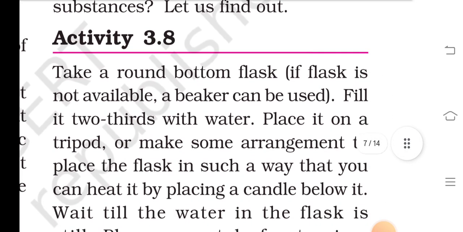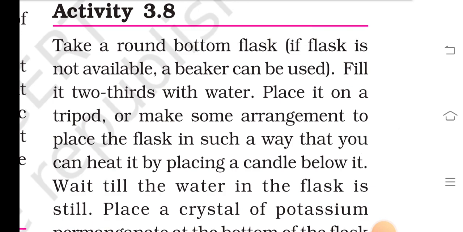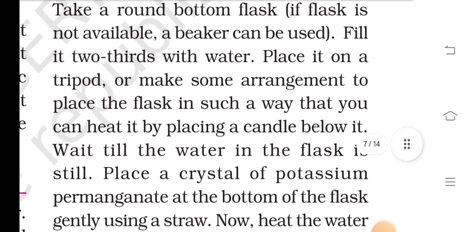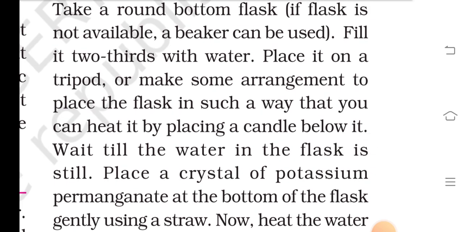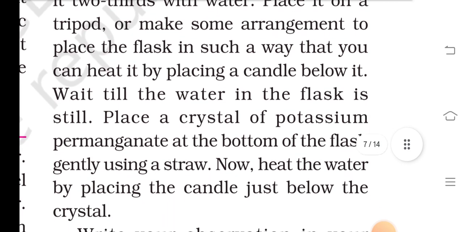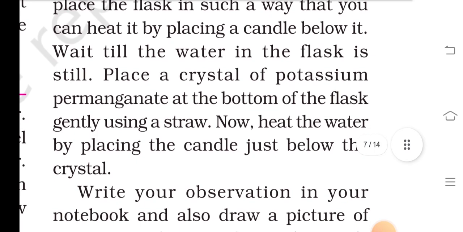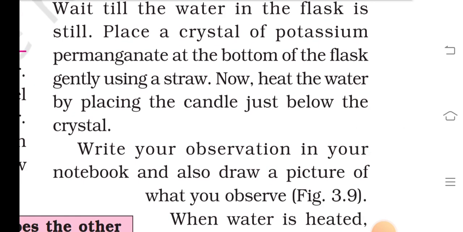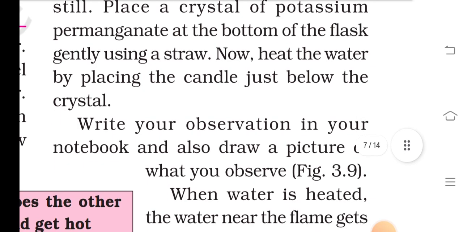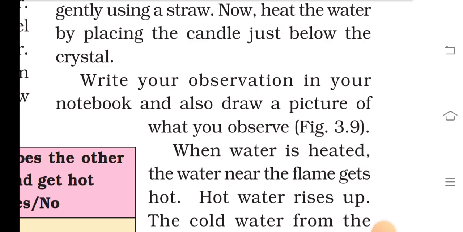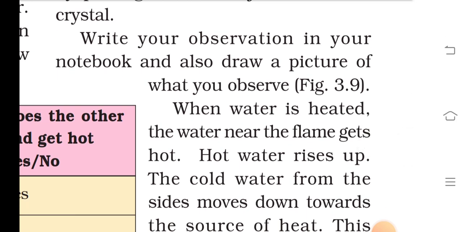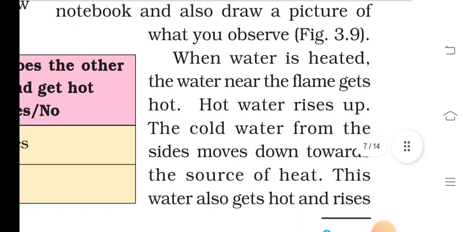Let us find out. Activity 3.9. Take a round bottom flask. If it is not available, a beaker can be used. Fill it two-thirds with water. Place it on a tripod or make some arrangement so that you can heat it by placing a candle below it. Wait till the water in the flask is still. Place a crystal of potassium permanganate at the bottom of the flask gently using a straw. Now heat the water by placing the candle just below the crystal. Write your observations in your notebook and also draw pictures of what you observe.